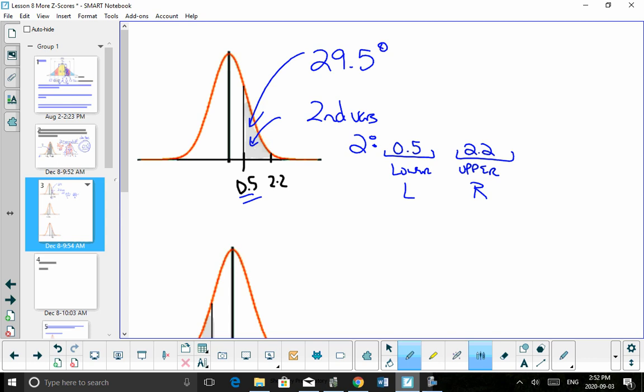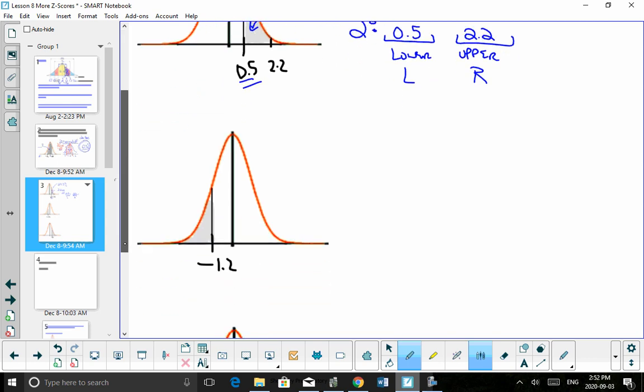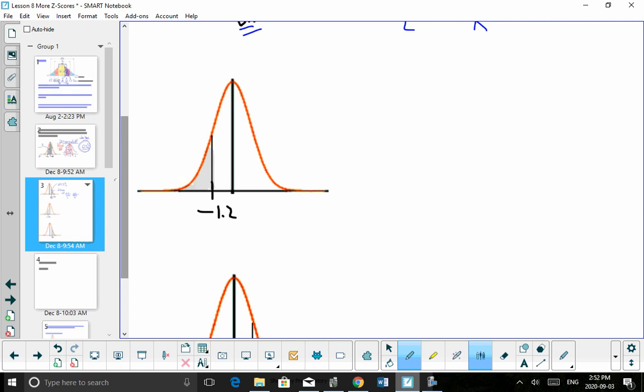So just under 30% is colored in. Okay, now this one's a little trickier. So negative 1.2, but we're not given a finishing number.